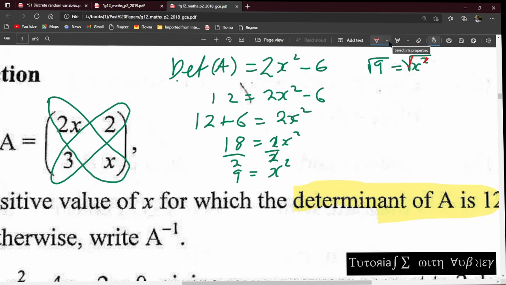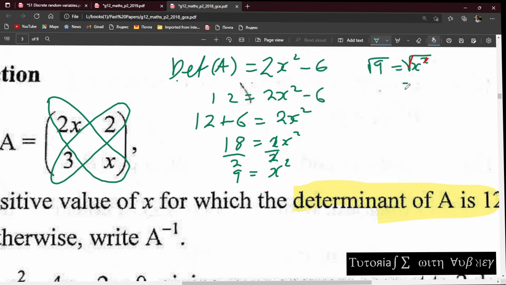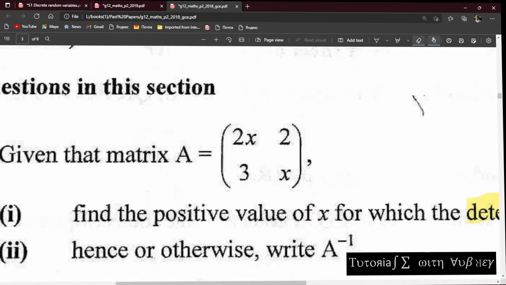Then what is the square root of 9? That will be 3. So x is equal to 3. So here x is equal to 3. That is how we find x. We move on to the second part of the question.